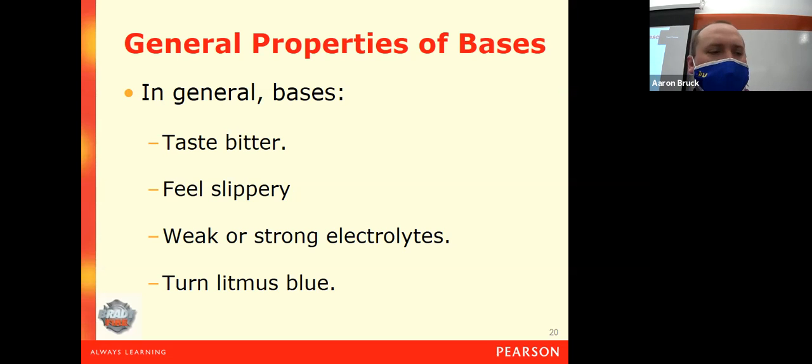Bases on their own feel slippery. That is not necessarily because they are slippery, but it has more to do with they cause a small reaction on your hands, and your hands kind of get a slippery feeling as a result. Like acids, they are capable of conducting electricity because they do break apart into ions in water. The strength of their conductivity depends upon the strength of the base.